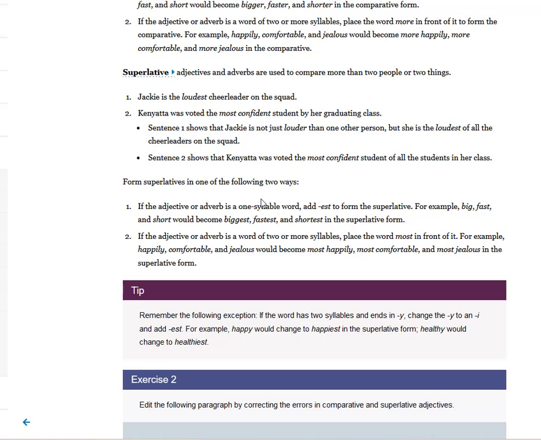Form superlatives in one of 2 ways. If the adjective or adverb is a one-syllable word, add est to form the superlative. For example, big, fast, and short would become biggest, fastest, shortest. If the adjective or adverb is a word of 2 or more syllables, place the word most in front of it. For example, happily, comfortable, and jealous would become most happily, most comfortable, and most jealous in the superlative form.